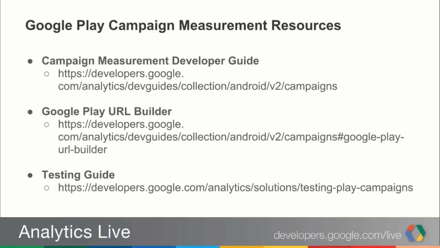We also have that Google Play URL Builder, and that tool is actually embedded into the Campaign Dev Guide as well. And then we also recently just published a testing guide, so you'll see all of the ADB commands that I just used. We published all those as well, so it's in our solutions section. So you can go check that out, and you should have everything you need to implement and test.